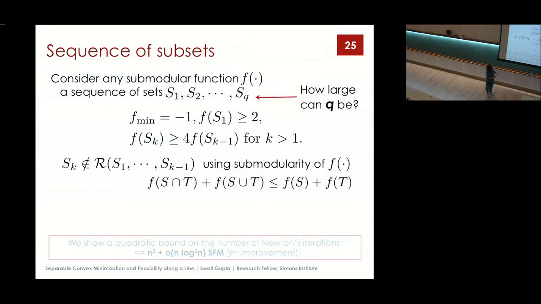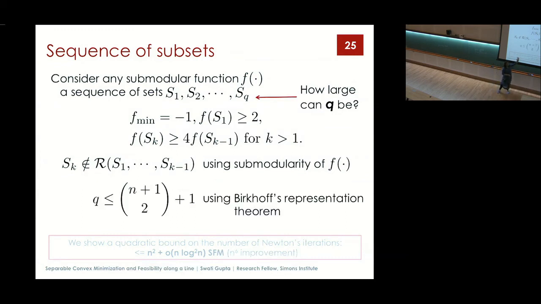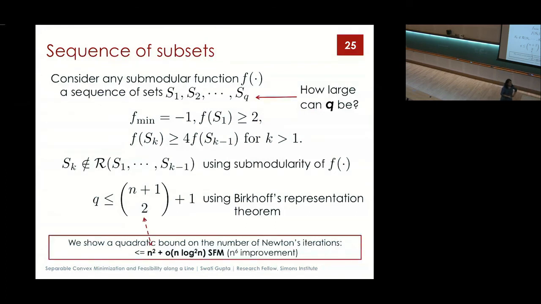Because of submodularity, which has nice properties bounding the value of the intersection and the union of sets, we can show that any subsequent set in that subsequence cannot arise from the ring family of sets which I've seen earlier. But if I want to construct a sequence of ring families where a new set is added at each point, then that length can only be quadratic. And this is the exact quadratic that you see in the bound for the Newton iterations.